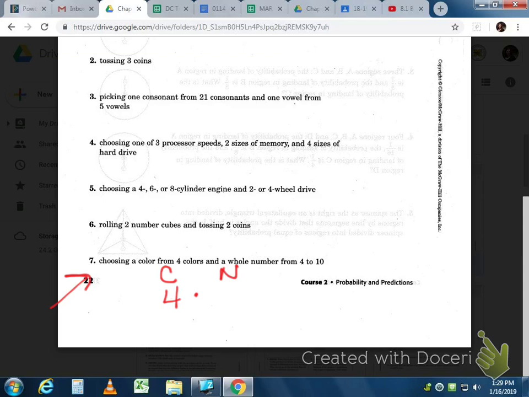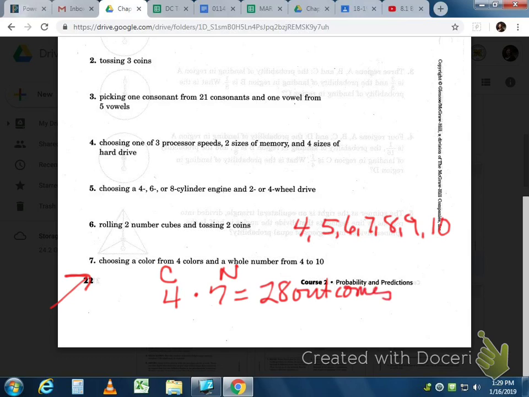How can there be 7? 4 to 10: 4, 5, 6, 7, 8, 9, 10. How many are there? 7. Look at the screen. 4 starts with the first one, so there's 7. So how many altogether? 28 outcomes. Are there any questions? All righty.